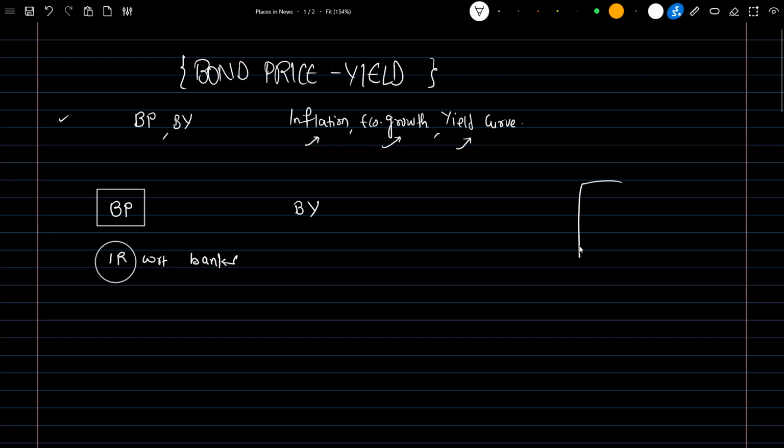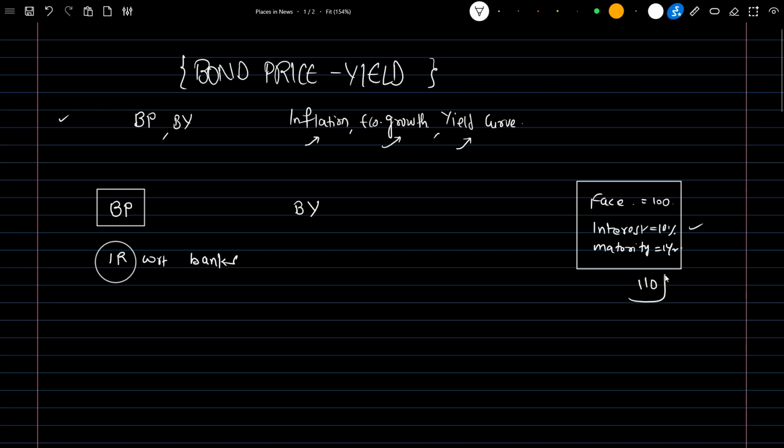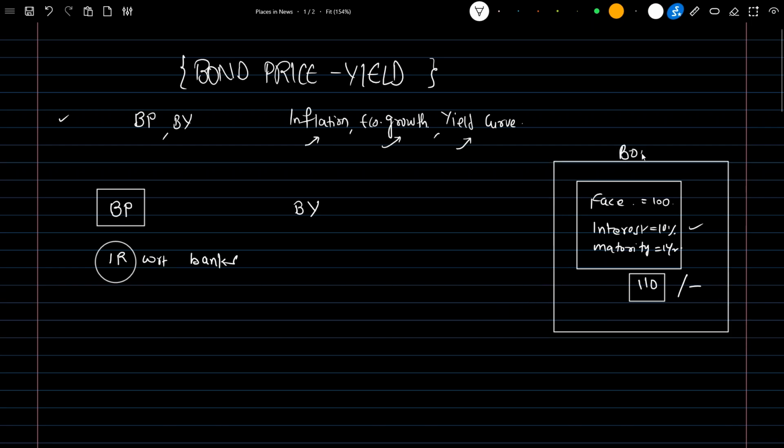So firstly, what is a bond? Simply, a bond will have some face value, and it will say that some interest will be paid. For example, face value is let's say 100 rupees, interest is 1%, and maturity is let's say 1 year. I'm just giving an example. So finally, the bond price you will be getting is 101 rupees. If interest is 10%, then it will be 110 rupees. After one year, you will be receiving these 110 rupees. So these are the fundamentals of a bond.